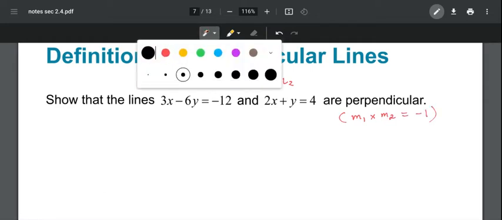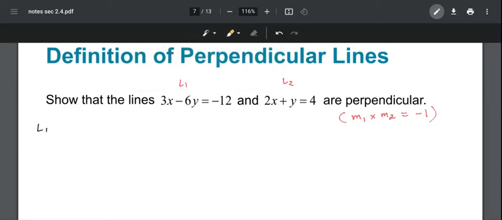So we're going to start working with line 1. The equation of the line 3x minus 6y equals negative 12 is in standard form. So we want to rewrite this equation in slope-intercept form. So we're going to solve for y.